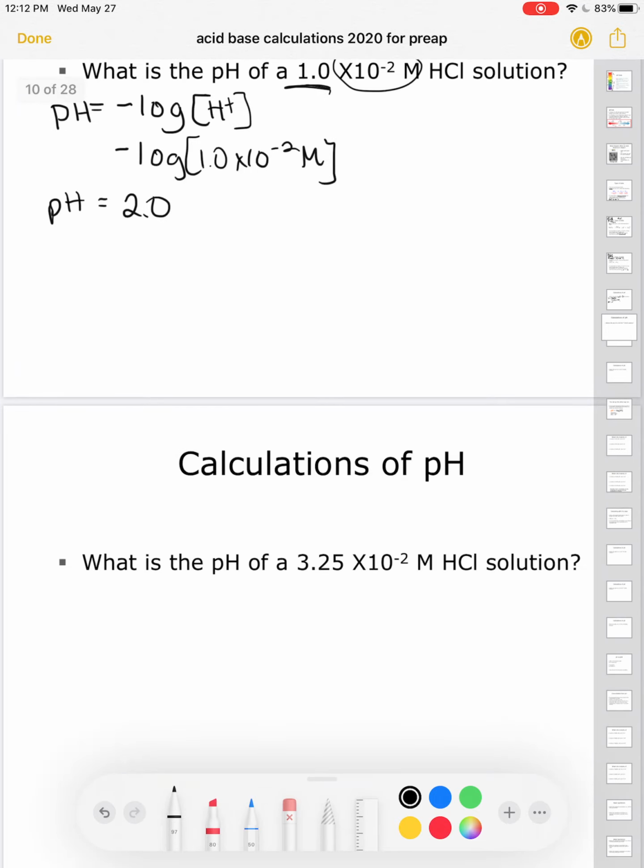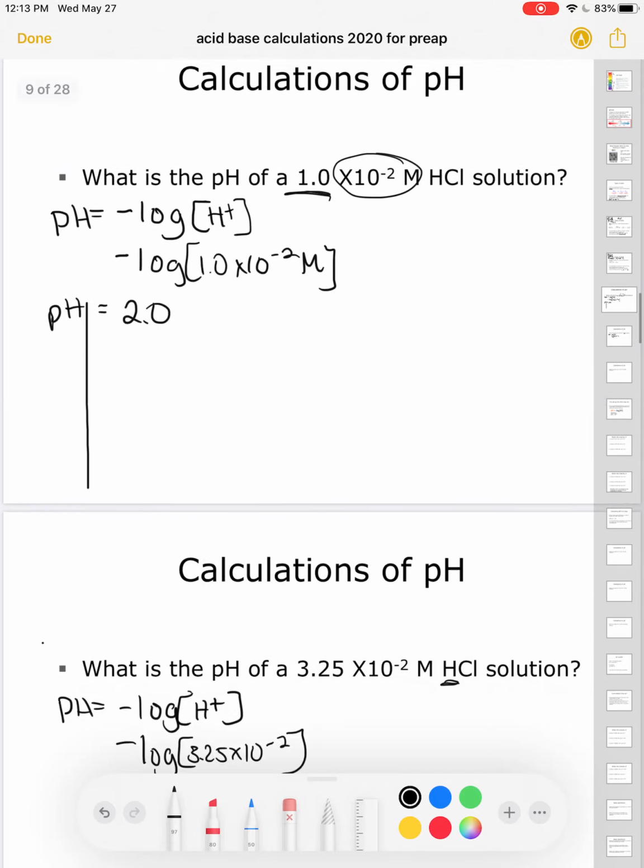So if we have 3.25 times 10 to the negative 2 molar hydrochloric acid, pH equals negative log of my H plus concentration. And since this is a monoprotic acid, my H plus concentration is going to be the same as my concentration of my acid, because there's just one H. Okay, so negative log of 3.25 times 10 to the negative 2.